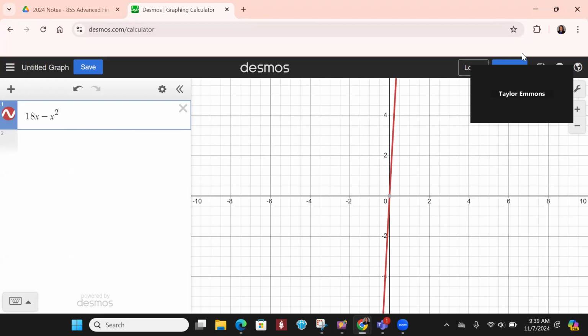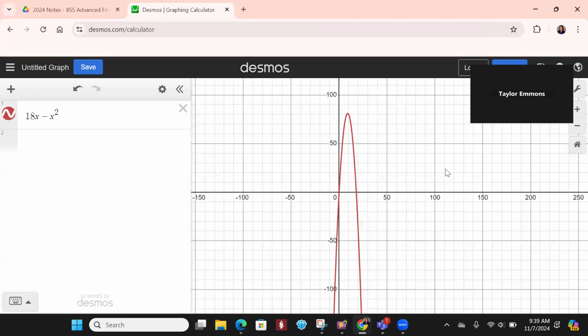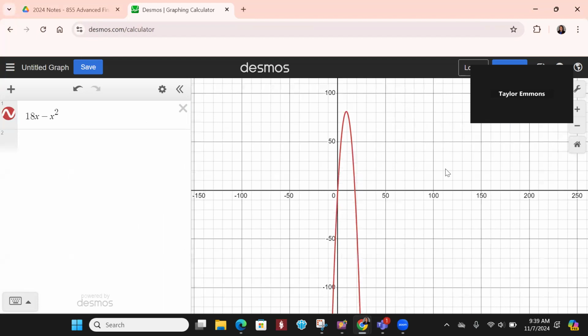All right, look at my lovely graph. Boom. What type of function do we have? Quadratic, because of the x squared, yes? We know it is quadratic.